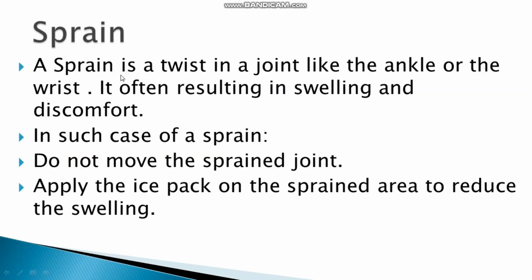Sprain. A sprain is a twist in a joint like the ankle or the wrist. It often results in swelling and discomfort. It is a little bit similar to a fracture, but in that case what happens? We get a severe injury.